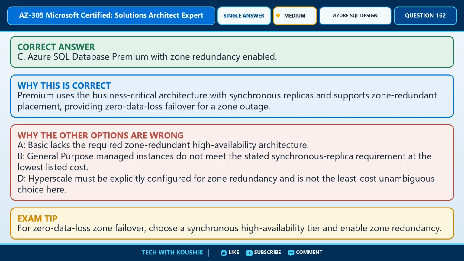The incorrect choices fail for the following reasons. A. Basic lacks the required zone-redundant high-availability architecture. B. General-purpose managed instances do not meet the stated synchronous replica requirement at the lowest listed cost. D. Hyperscale must be explicitly configured for zone redundancy and is not the least cost unambiguous choice here. For zero data loss zone failover, choose a synchronous high availability tier and enable zone redundancy.